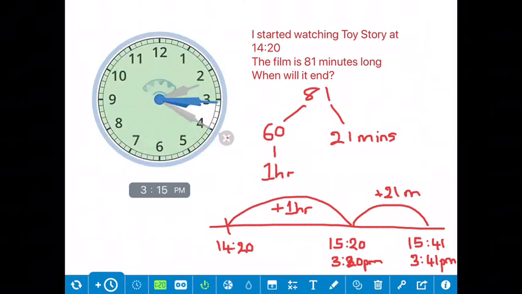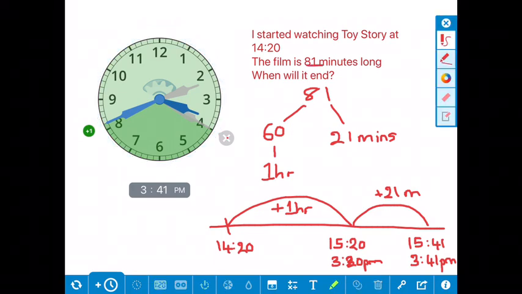We can check on our clock. We're going to go 1 hour forwards and then another 21 minutes. 5, 10, 15, 20 and the 1. And there's our 3:41 time. So if you have something in minutes, it's sometimes easier to convert it into hours and minutes first than try to add it all just as minutes.